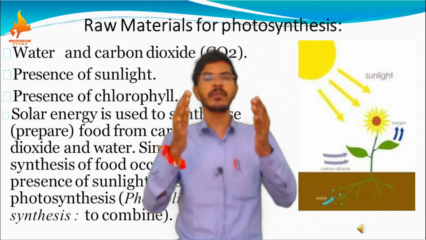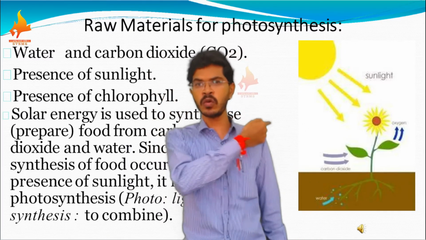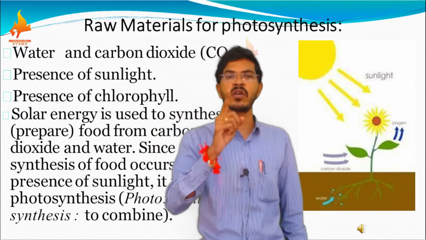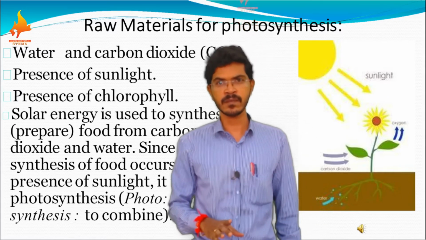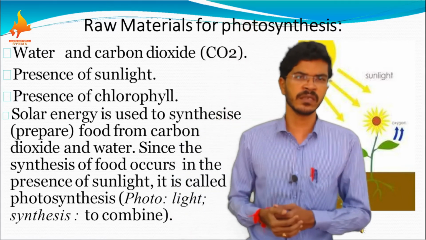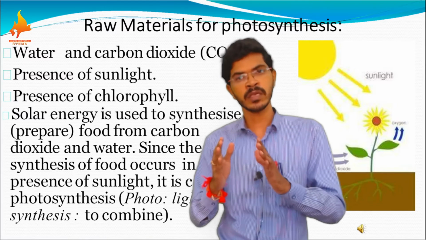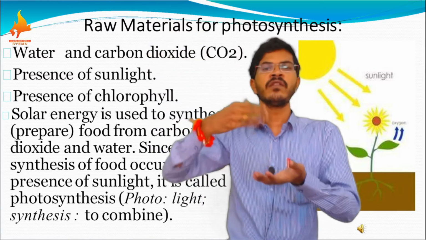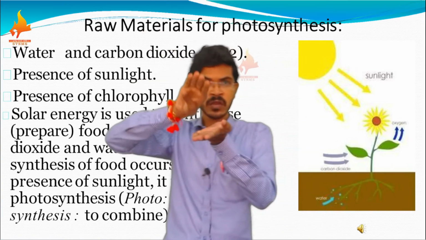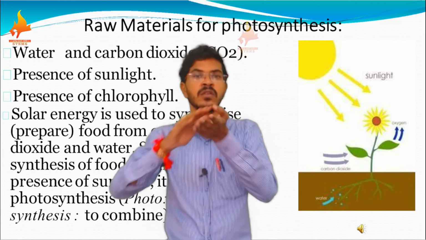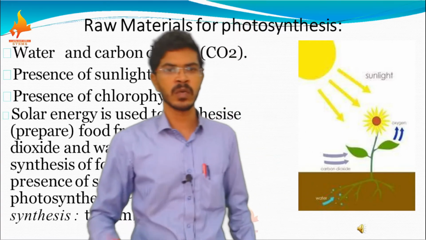Photosynthesis is a photochemical process where sunlight, you can see in the picture, is trapped by the chlorophyll present in the green leaves in the presence of carbon dioxide and water to produce the food material. We know the raw materials for photosynthesis, and the definition is the same. This is called photosynthesis. Hope I am clear to you.